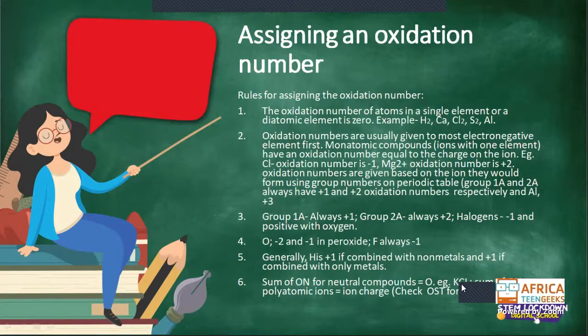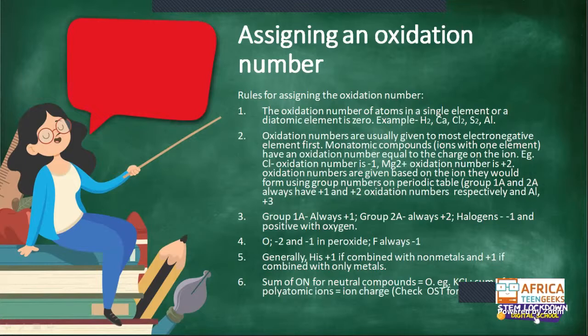So if, for example, they give you and ask you what is the oxidation number of K, you will know that Cl is -1, so K will naturally be +1. Okay, I hope you guys understand it. If you don't, guys, send me a chat and I will quickly explain it again.